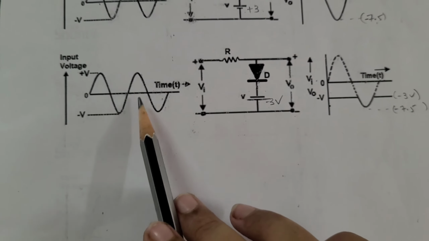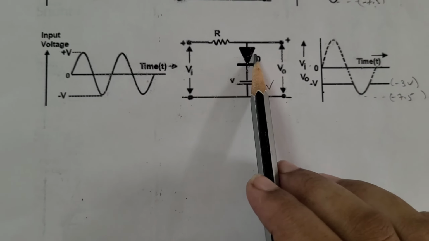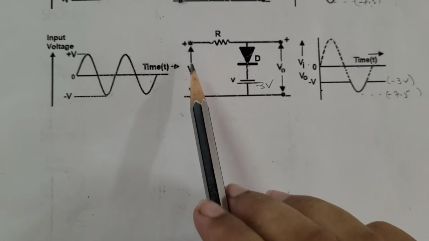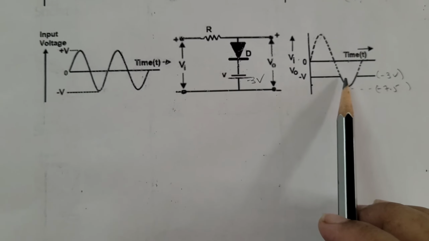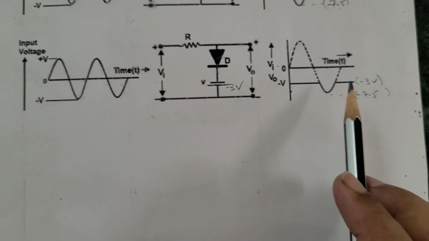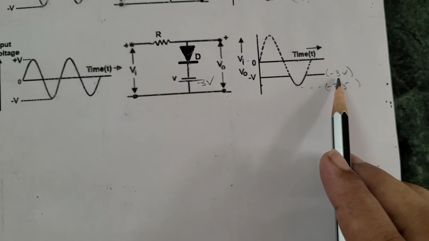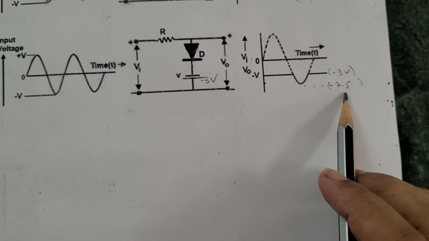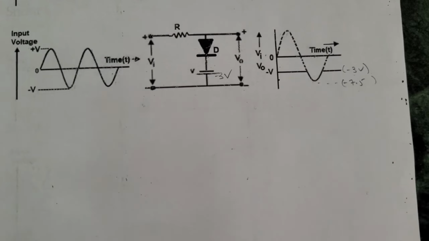During the negative half cycle, the diode is reverse biased. It is an open circuit. So, the whole input waveform will be appearing at the output up to minus 3 volt. The V maximum of the output will be minus 3 volt. V minimum of the output will be minus 7.5 volt.